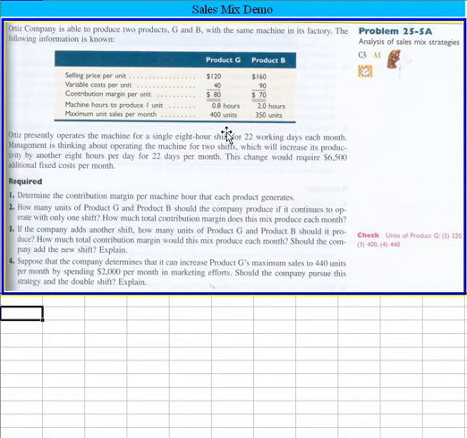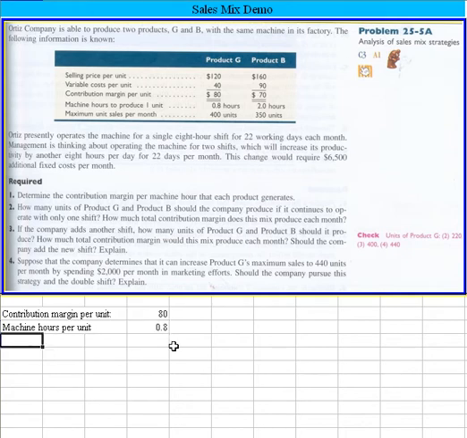Okay, so if we want to determine the contribution margin per machine hour, all we really have to do is take the contribution margin per unit. So let's just write that down. That contribution margin per unit is equal to $80, right? And the machine hours to produce per unit is 0.8, right?